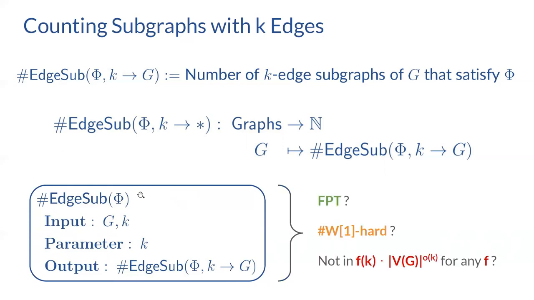More precisely, we want to know for which phi this problem is fixed-parameter tractable, for which phi it is #W[1]-hard, or for which phi it even allows a conditional lower bound, such as not being solvable in time f(k) times the number of vertices of the input graph to the o(k). Okay, if you don't know what #W[1] is, just think of it as a parameterized counting equivalent of NP.